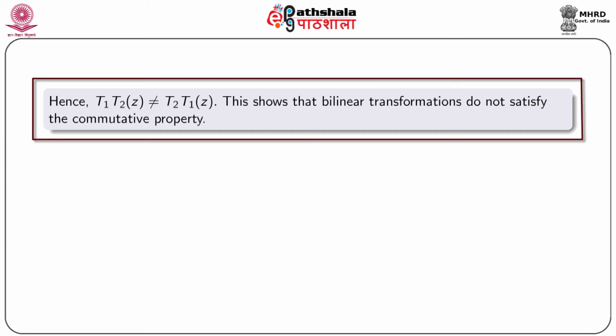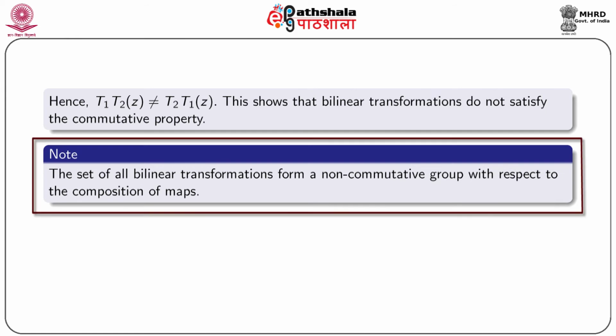Since T1 T2 of Z is not equal to T2 T1 of Z, we say that bilinear transformations do not satisfy the commutative property. So, the set of all bilinear transformations forms a non-commutative group with respect to the composition of maps. So far, we have discussed bilinear transformation.